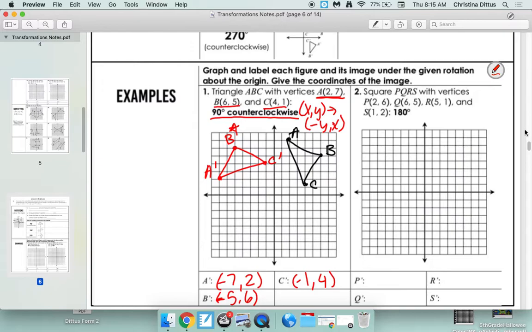Can you read these to me? That's fine. Okay. Alright, plot your points for our square. We got 2, 6. There's B. We got 6, 5. 2, 3. There's Q.